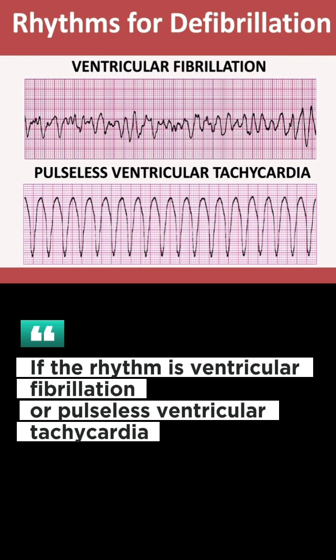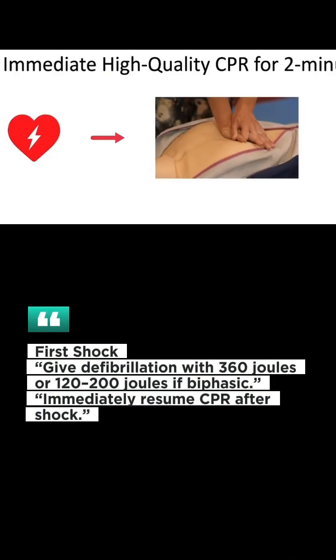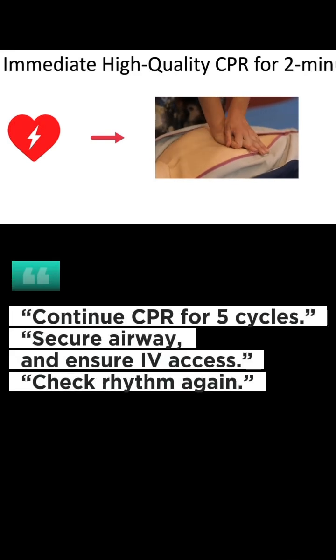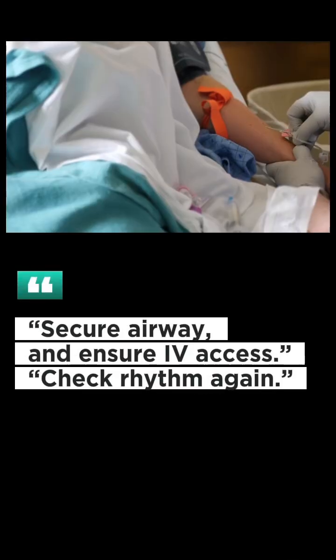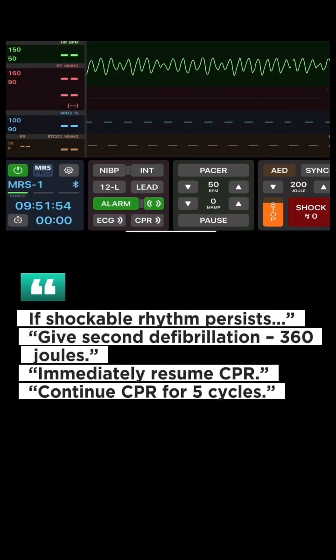If there is a shockable rhythm, ventricular fibrillation or pulseless ventricular tachycardia, the first shock is given. Give defibrillation with 360 joules, or 120 to 200 joules if there is a biphasic defibrillator. If it fails, resume CPR immediately after the shock while the defibrillator is charging. Continue CPR for 5 cycles. Intubate the patient and ensure IV access. Check rhythm. If the shockable rhythm persists, that is PVT or VF, we conclude it as failed.